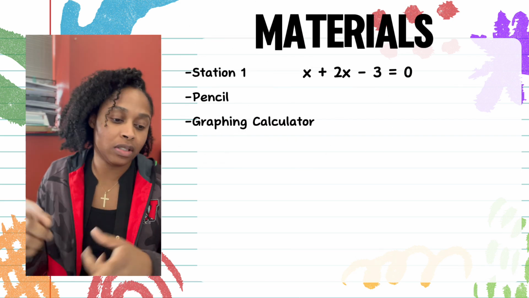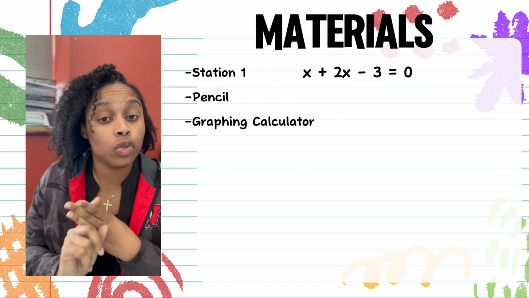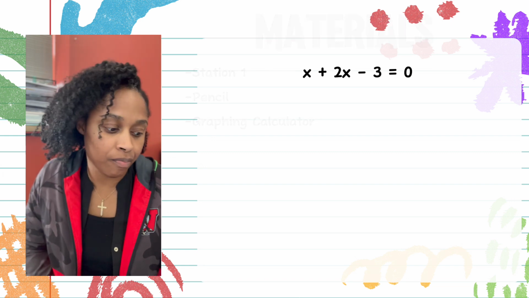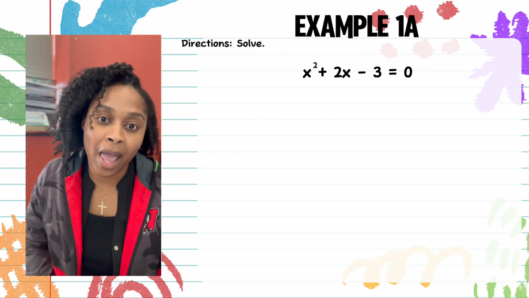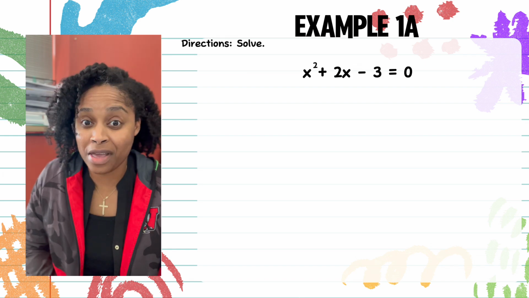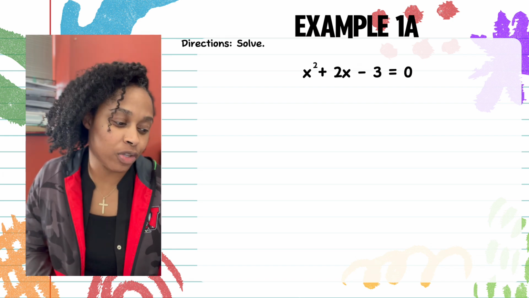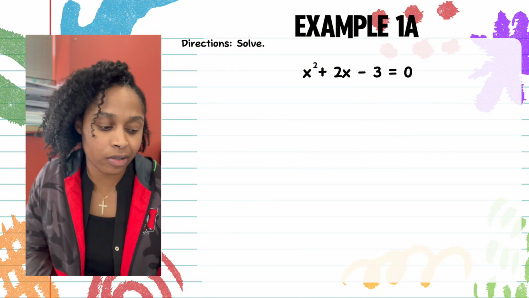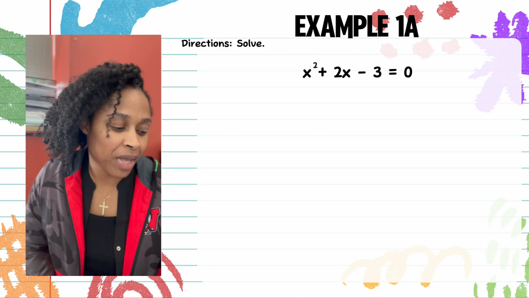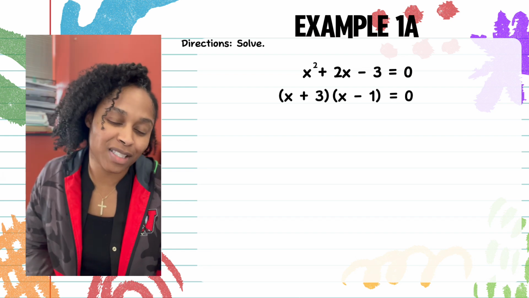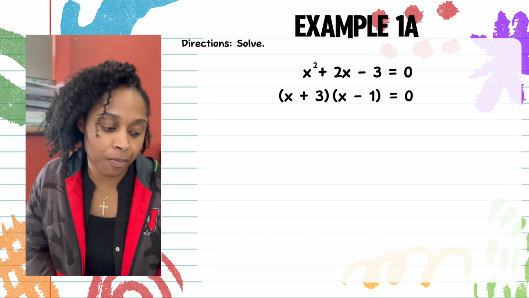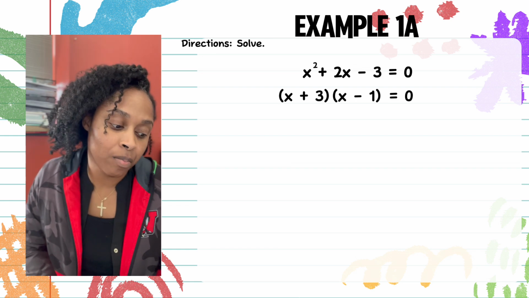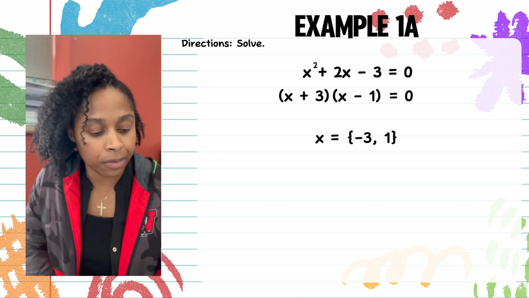And for this lesson, you're going to need station 1, something to write with, and a calculator. Cool? All right, so let's get into example 1. For example A and B, these are things that you should know how to do already. So we need to solve this quadratic: x squared plus 2x minus 3 equal to 0. Remember, we factor. After we factor, we get (x plus 3)(x minus 1), set equal to 0. Then you solve for each part, and you should get an answer of x is -3 and 1.